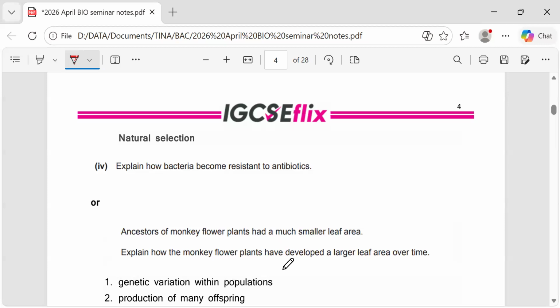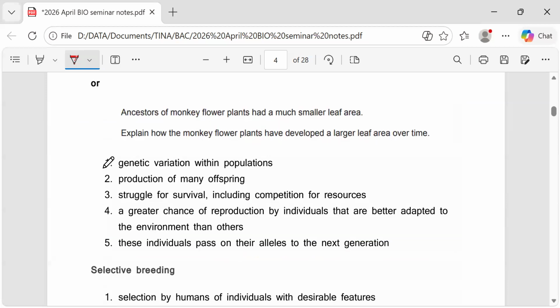Natural selection. Yes. So natural selection, you always talk about the same thing. First, there is a variation in the population. Those who have the features that are favorable to the environment will survive and reproduce. They pass down the allele to their next generation. It's repeated many, many generations, and therefore that's called natural selection. So this is the standard 5 marks in how to write.